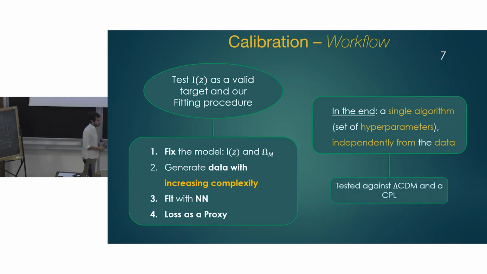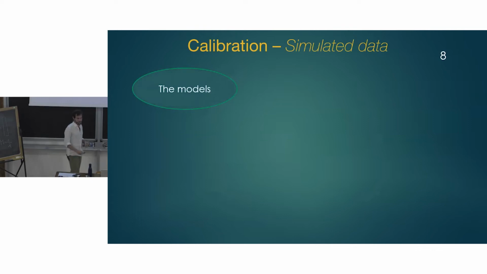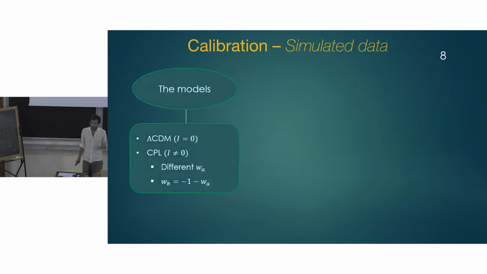So in the end, we decided to test them against Lambda CDM, which was, in the back of our mind, our most important model, and also with a particular CPL model, just to be able to say, okay, we're not only able to fit Lambda CDM very well, but also other models, which were of course different from the one we used to train everything. So the models we used were Lambda CDM and CPL. CPL was the one before.